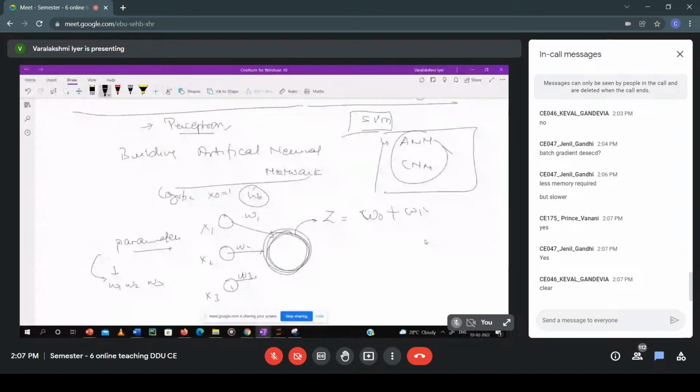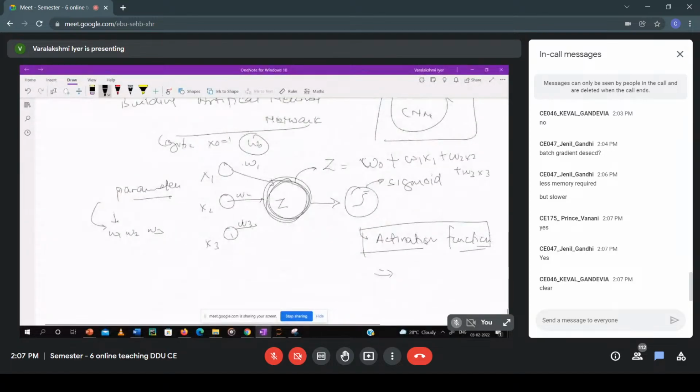And then we are passing this weighted sum through a sigmoid function. This sigmoid function can also be called an activation function, where we are trying to estimate when this neuron will be activated. In the case of the sigmoid function, if you recall, I had already discussed that if the value is greater than 0.5, then your output will be 1, and if the value is less than 0.5, your value will be 0.